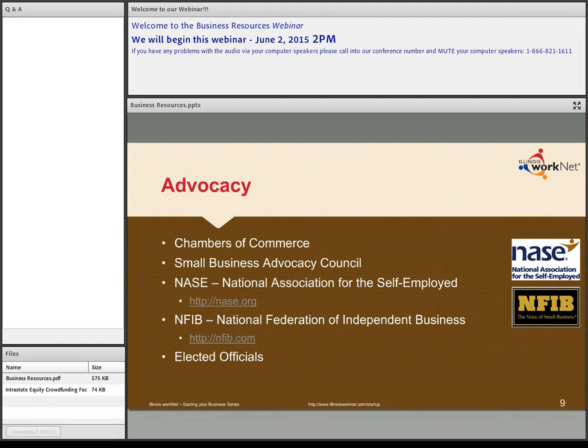And chambers of commerce also do that as well. One of the things that just passed through the legislature, because of the initiative started by the Small Business Advocacy Council, was intrastate crowdfunding, and we're going to talk about that in our financing, but it's just something that they did. They help to speak for you so that you have a larger voice.